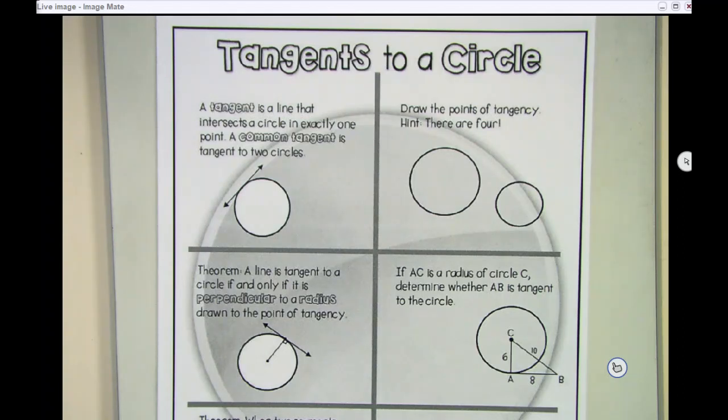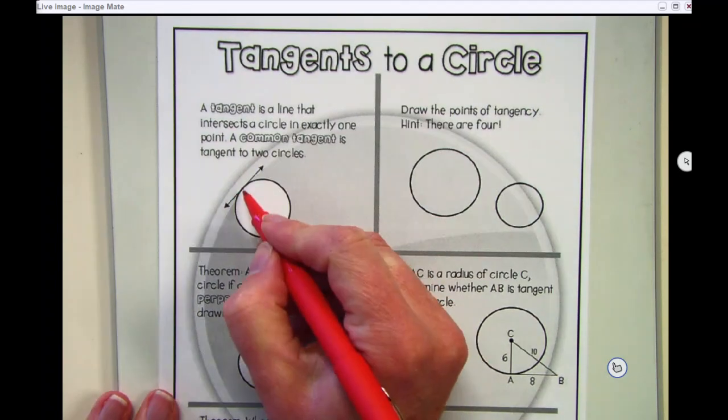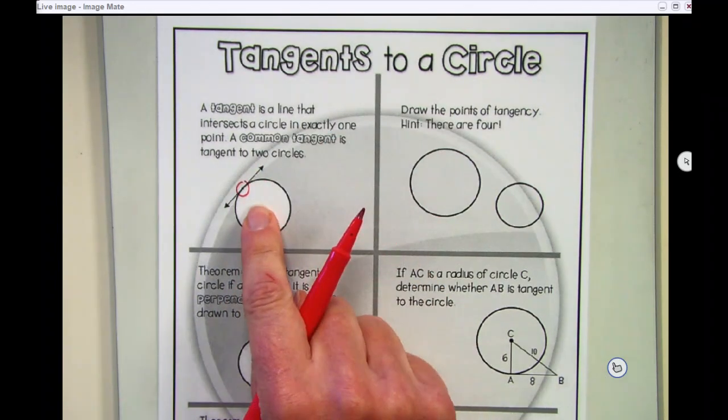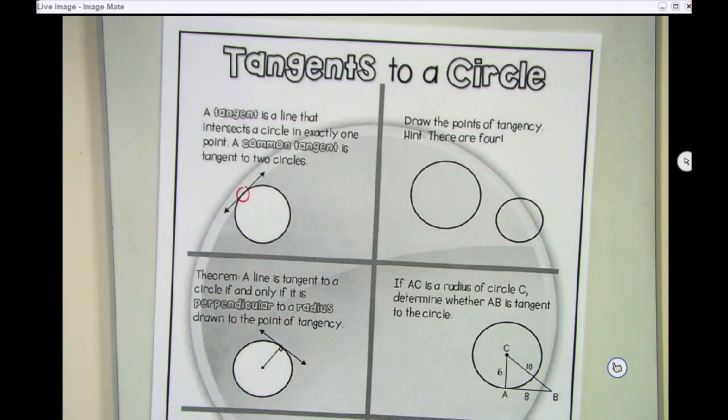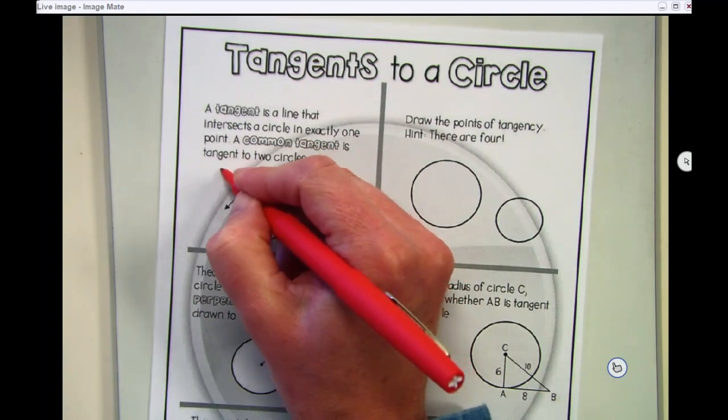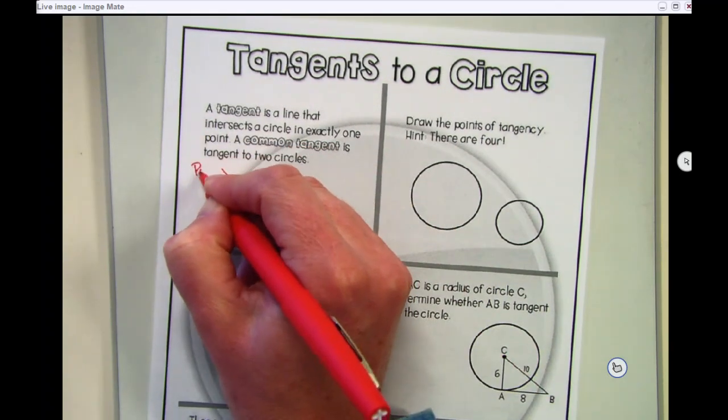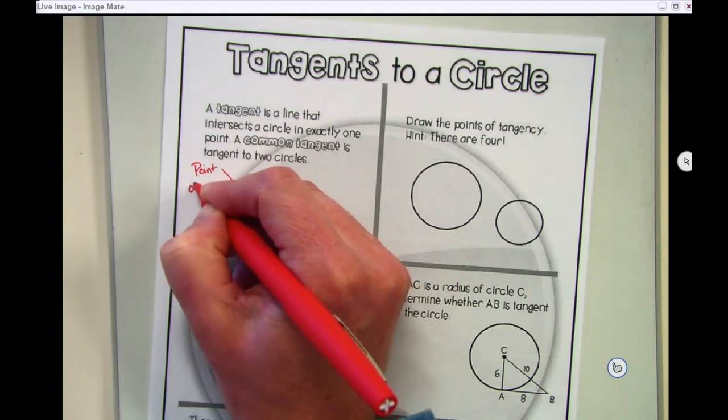Tangents to a circle. Tangent means something very special when we're talking geometry. A point of tangency is when a line touches a circle in exactly one spot. All right, so that is the point of tangency right there. Point of tangency.